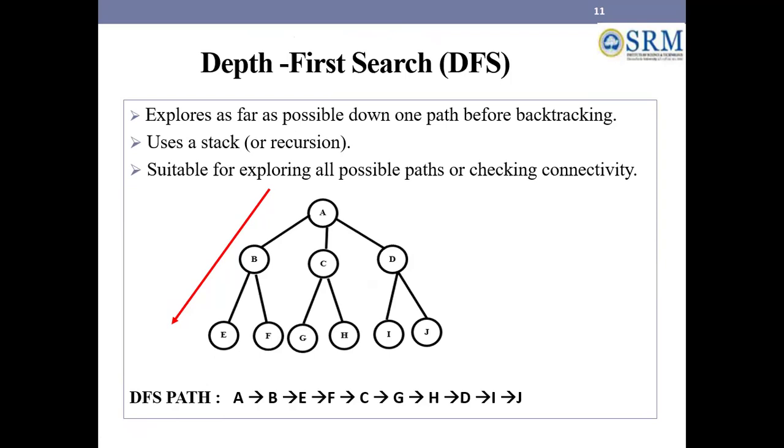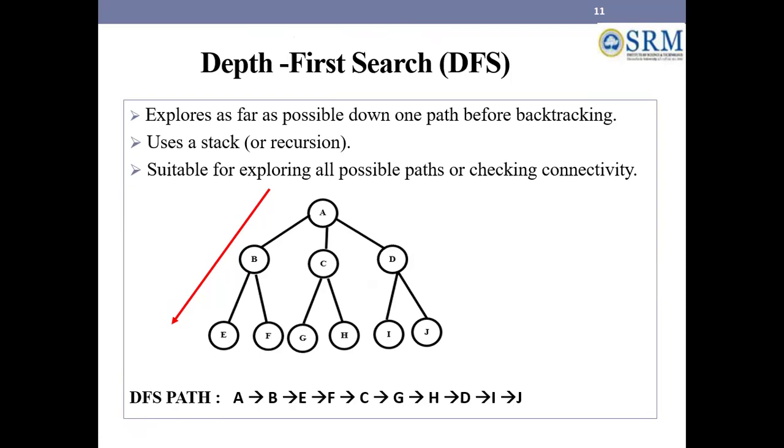So A, B, E. Now there is no unvisited neighbor node for E. So move back to the previous node B. Find another unvisited node, that is F. After A, B, E, F is visited. Now there is no more to explore from F, so move back to the node B. No more nodes for exploration. Then again move back to A.